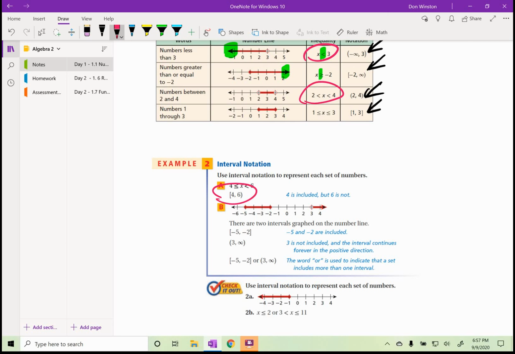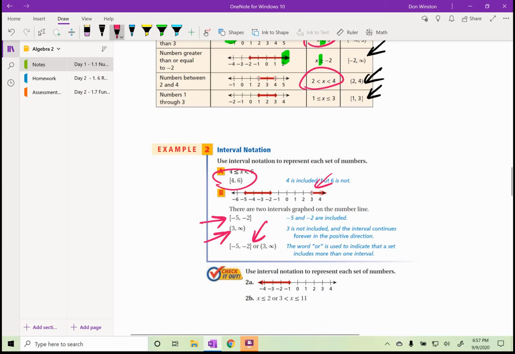And here we have a compound set. So we have the numbers that are less than or equal to -2 and greater than or equal to -5. So it includes -5 and includes -2. And then over here, we have the numbers that are greater than 3. So 3 to infinity. And then we join those two sets, those two interval notations, with the OR. All right.